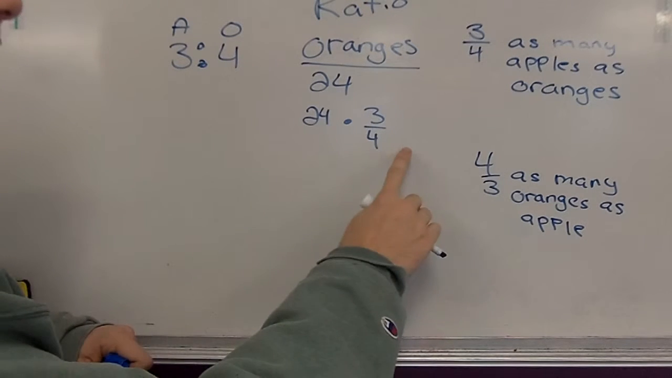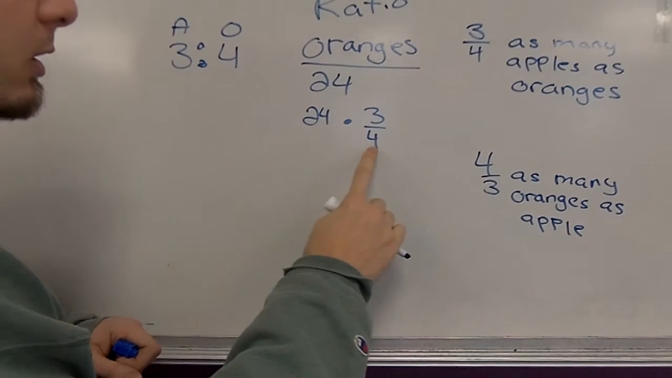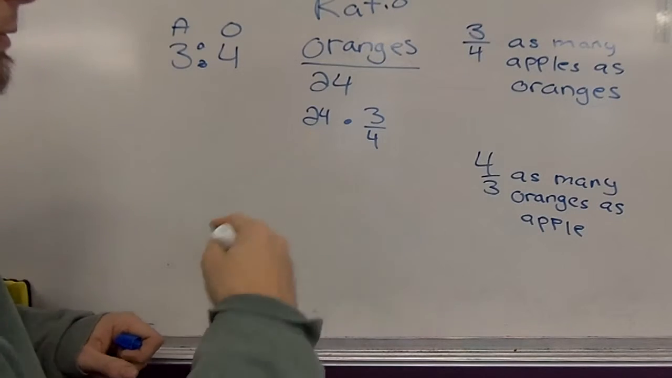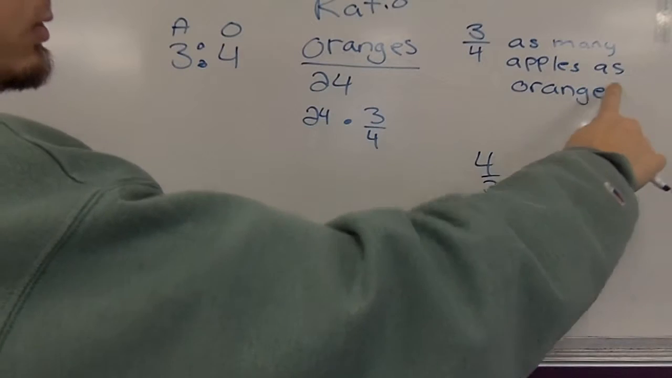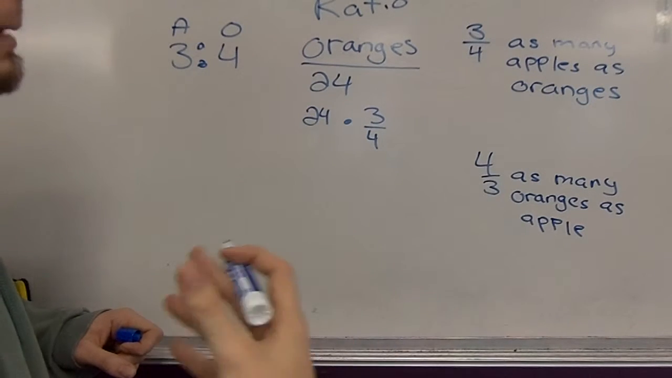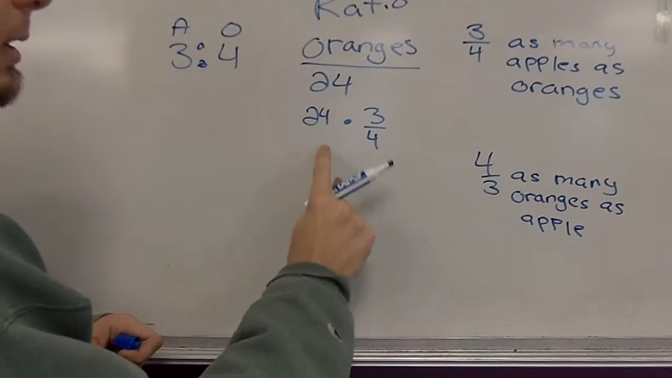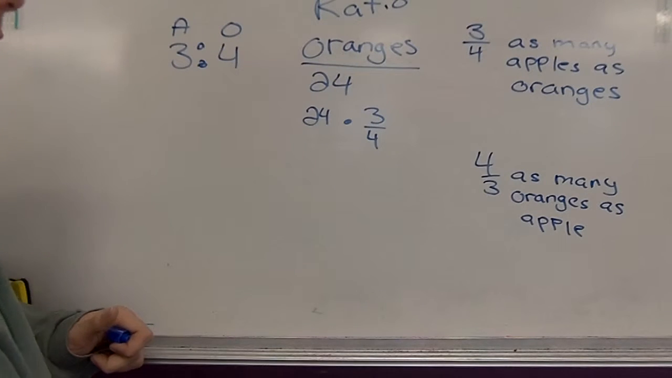Because what this is going to do is, when you multiply 3/4 by 24, this will find you what 3/4 of 24 is equal to. So it'll find you 3/4 of 24, which is how many apples I have. I have 3/4 as many apples as oranges. So if I have 24 oranges, that means my apples is equal to 3/4 of that. So multiplying 24 by 3/4 will get me the number of apples.